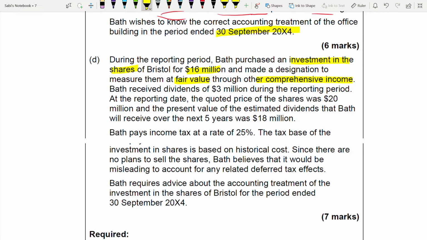Bath received dividends of 3 million. At the reporting date, the quoted price of the share was 20 million, and the present value of the estimated dividends that Bath will receive over the next 5 years was 18 million. Income tax was 25%. The tax base of the investment in shares is based on historical cost. Since there are no plans to sell the shares, they believe that it would be misleading to account for any related deferred tax asset.